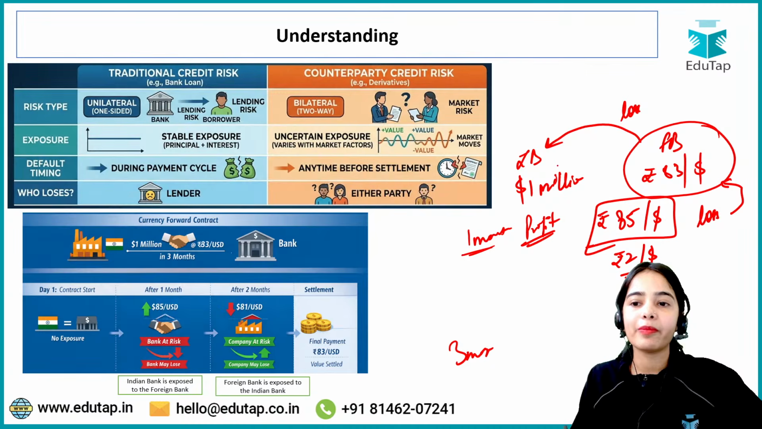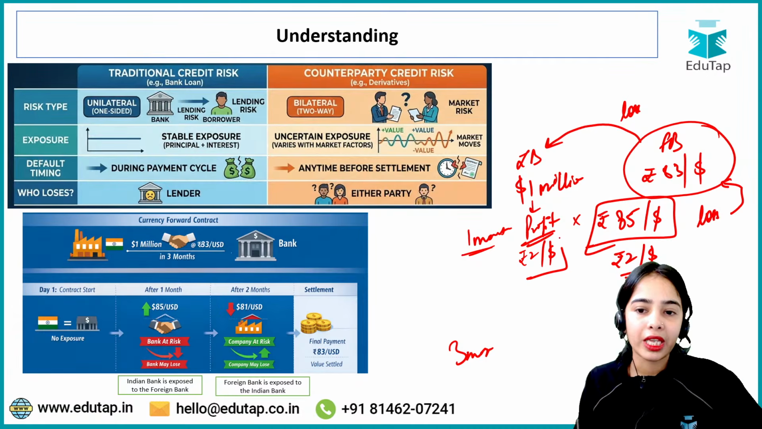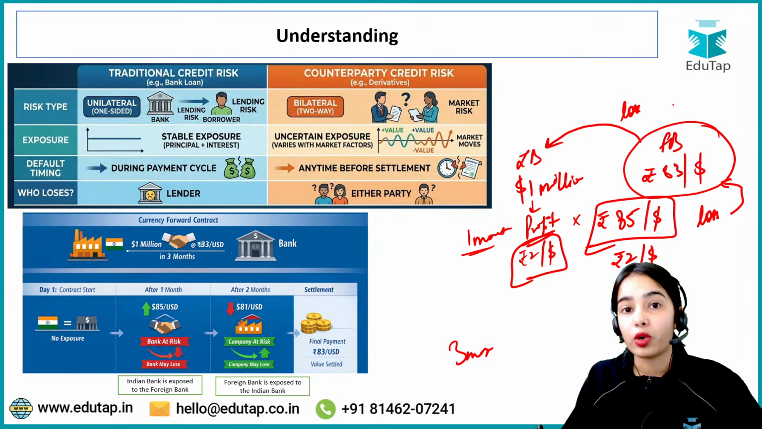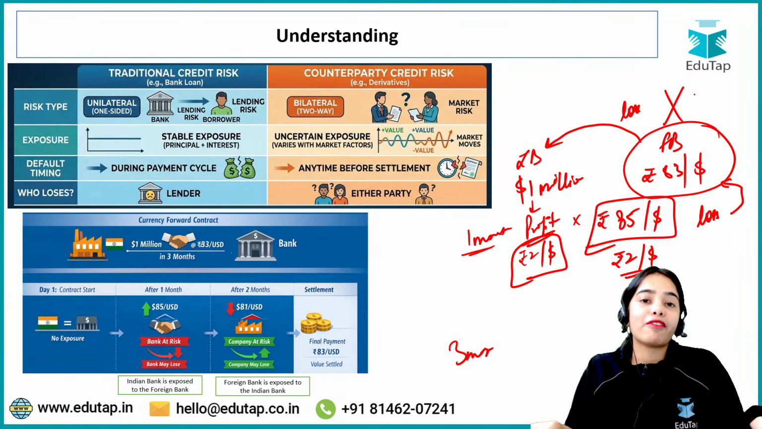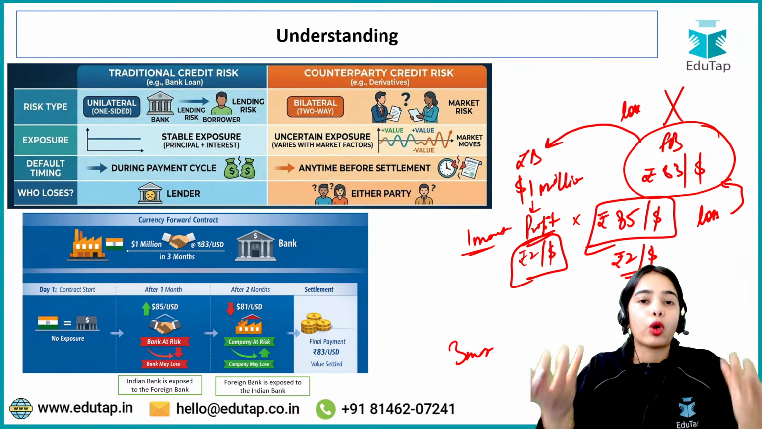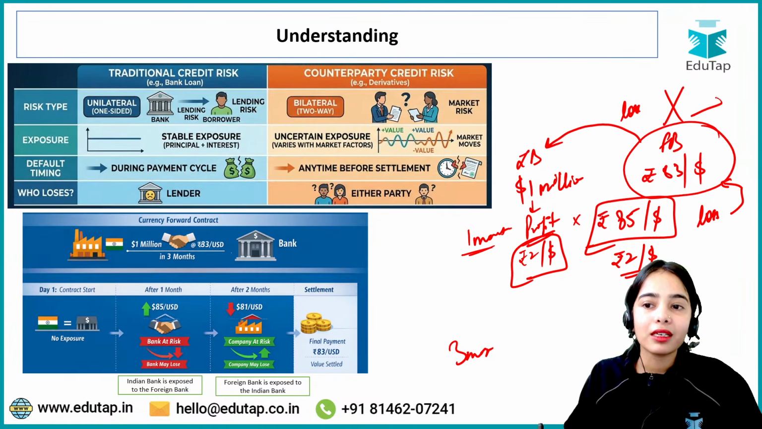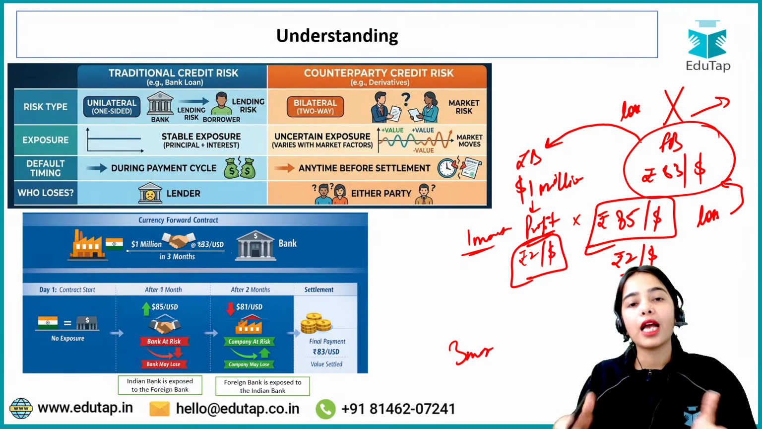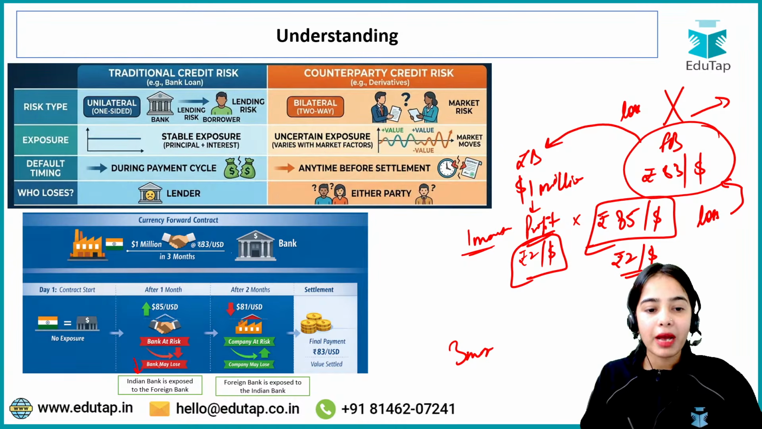Because if the Indian bank is getting it at 83 rupees per dollar, it does not have to pay 85 rupees per dollar. That means the Indian bank is making a profit of 2 rupees per dollar. Now, because the foreign bank is making a loss, it might default. It might say, okay, we do not have dollars to give, and we are getting out of this contract. So the Indian bank is exposed to the foreign bank in this case.